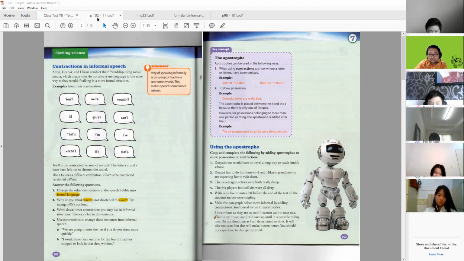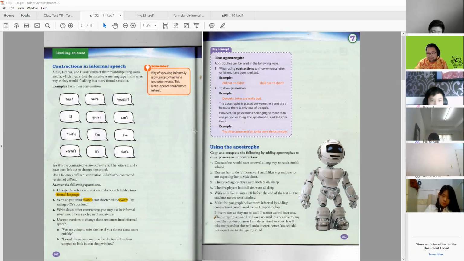The one made short, for example, would have. Would have is the shortened form of would have. Okay, would have, could have, should have. What is the long version of should have? Should have. Very good. Right. Should have.